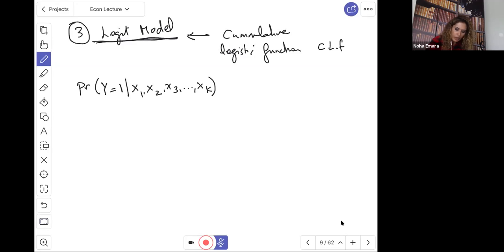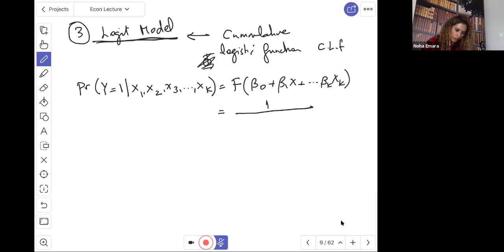effect variables. And this probability is computed as F, so it takes the notation of F instead of the Phi previously. F of beta naught plus beta 1 X1 plus ... plus beta K XK. And the form of this logistic is simple. We can do it on the calculator because it's made out of an exponential function: minus beta naught plus beta 1 X1 plus ... plus beta K XK.